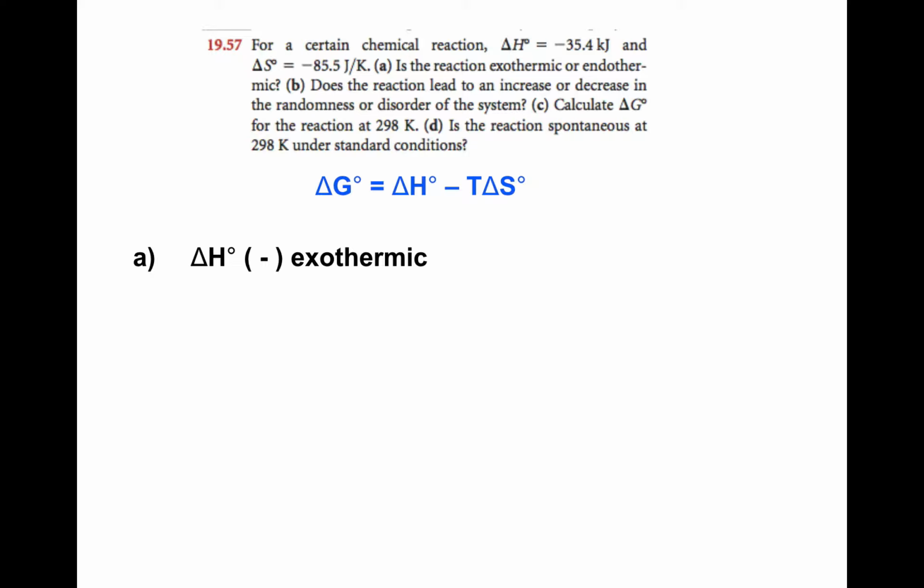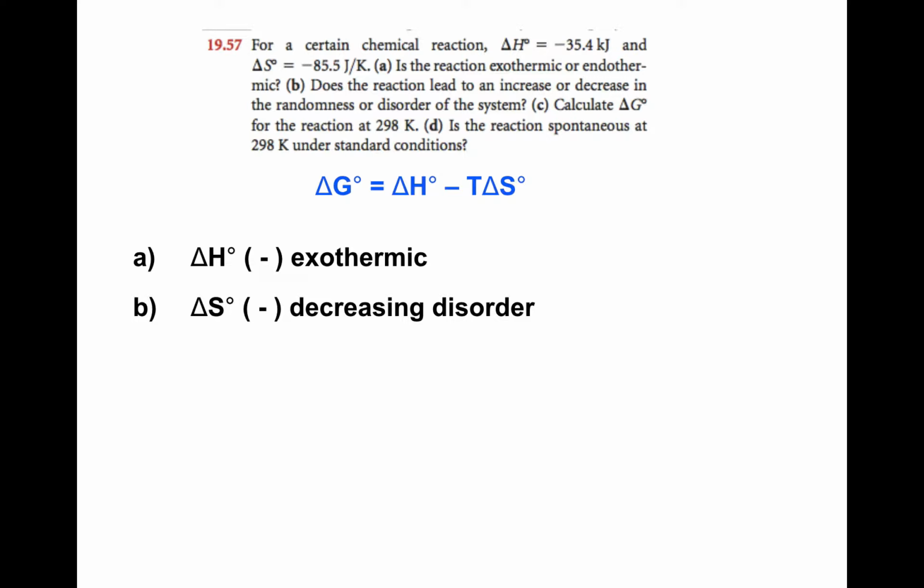B, does the reaction lead to an increase or decrease in the randomness or disorder of the system? It's got a negative value for delta S, so it leads to a decrease in disorder. And C, calculate delta G naught at 298 Kelvin.